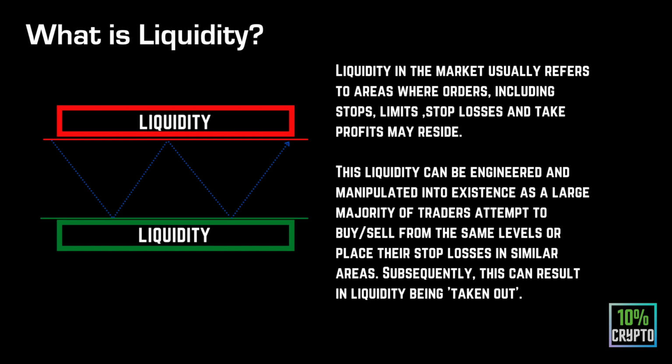So I did speak about this in the last video, just touching on it again. Liquidity in the market refers to areas where there's orders, including stops, so as in buy and sell stops, buy and sell limits, stop losses, and take profits. This liquidity can be engineered and manipulated into existence. So I'm going to be speaking a bit about this today. And it's used by bigger players in the market, essentially big banks and so forth. They use this liquidity to make their profit.